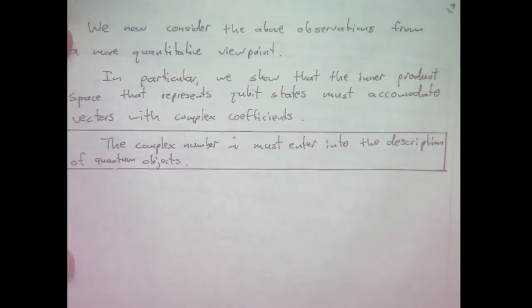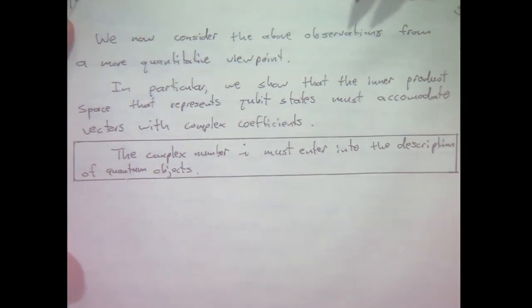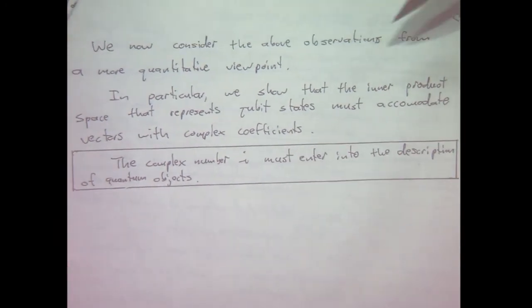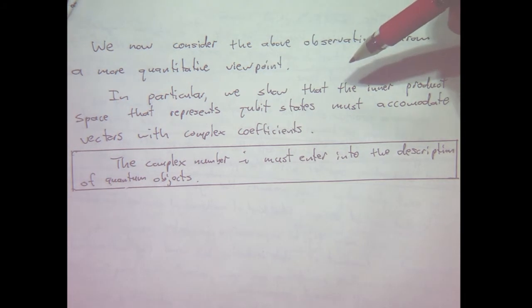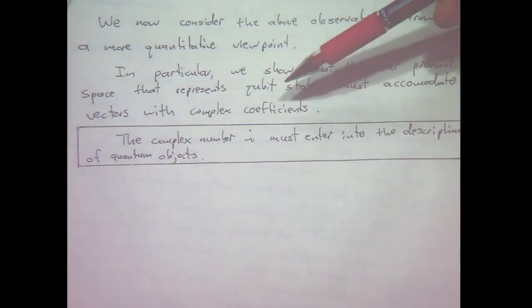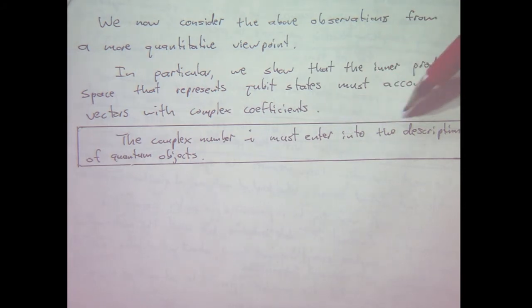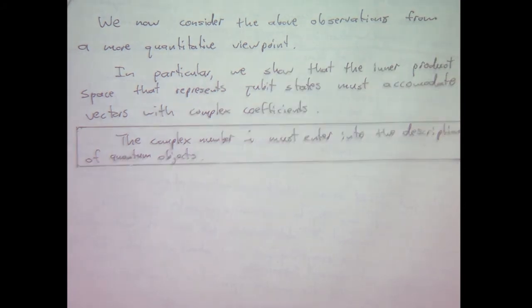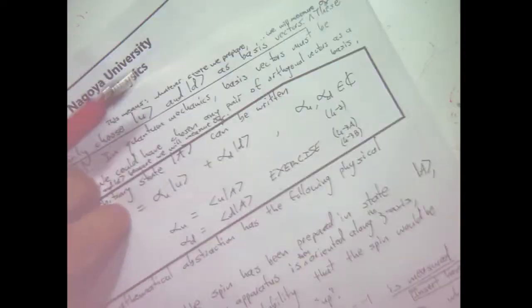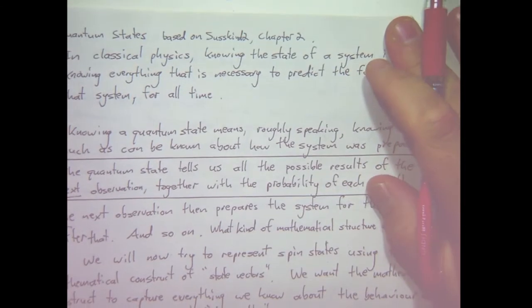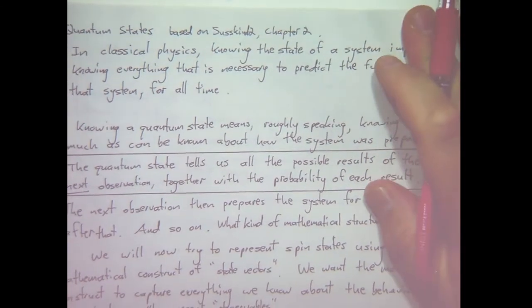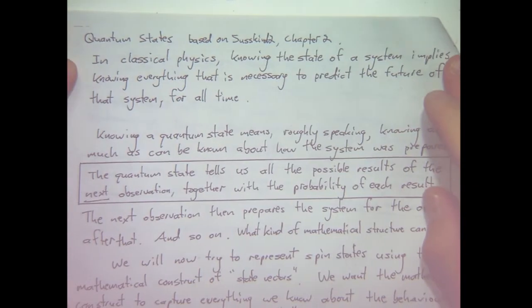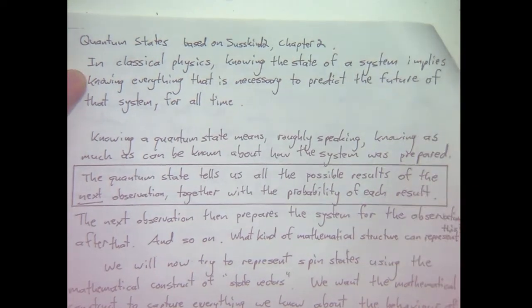Okay, so now let's summarize what we've done in a more quantitative way. And what comes out of this is that the complex number i must enter into the description of quantum objects. Why is there an i there? There are a couple of ways of looking at this, but this is one of them. We'll see another one either at the end today or first thing next week.